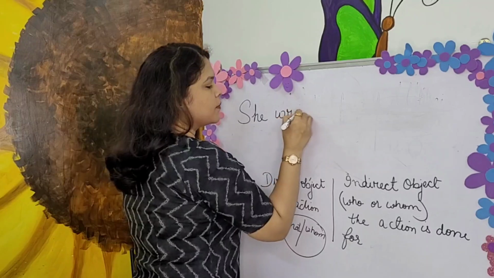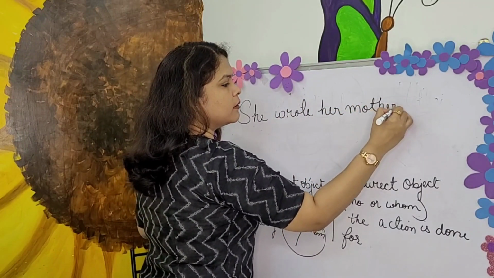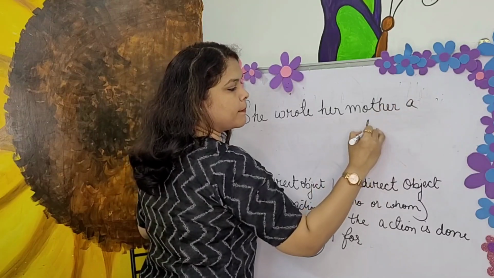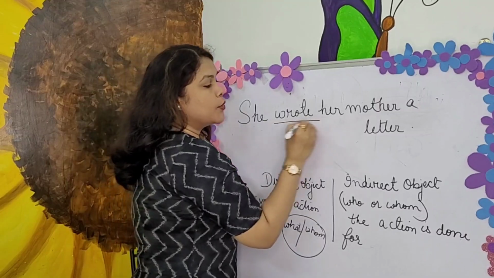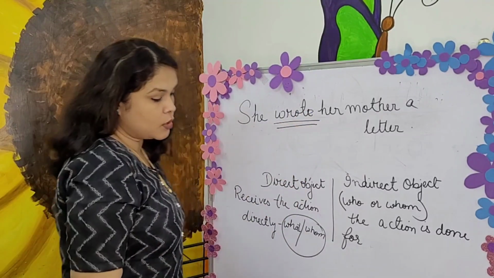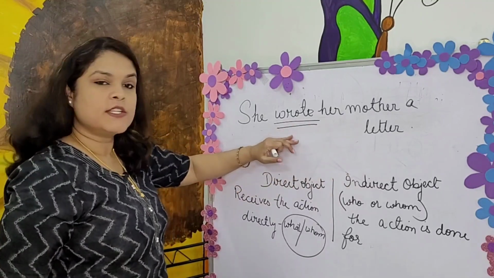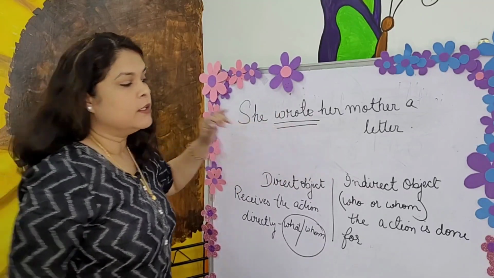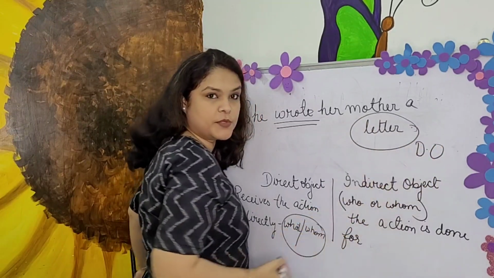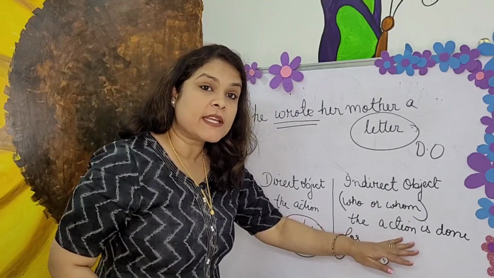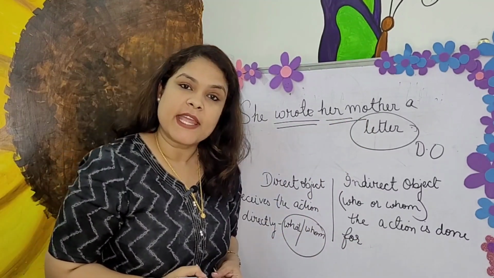She wrote her mother a letter. Find the verb. The verb is wrote, right? What did she write? She wrote a letter. So, letter is the direct object. To whom did she write the letter? Her mother. So, this is the indirect object.